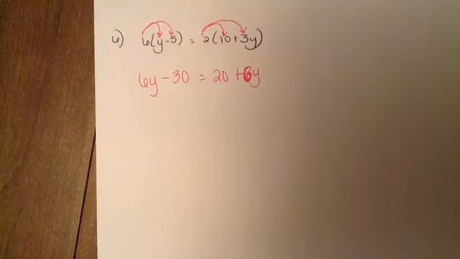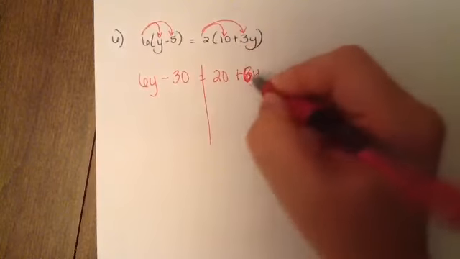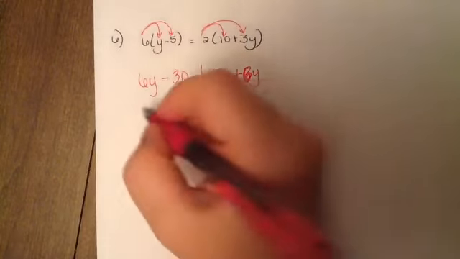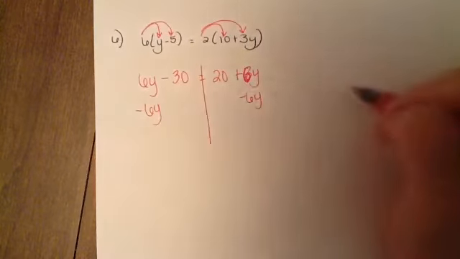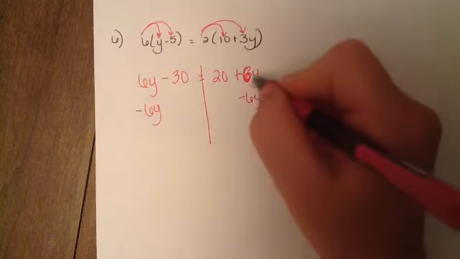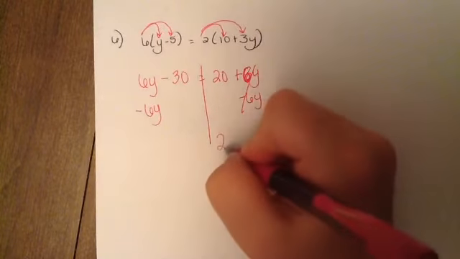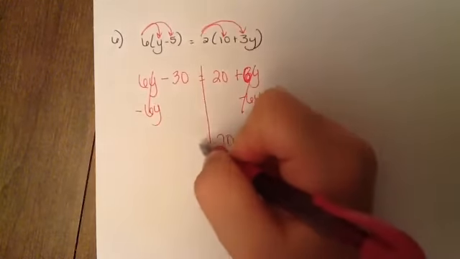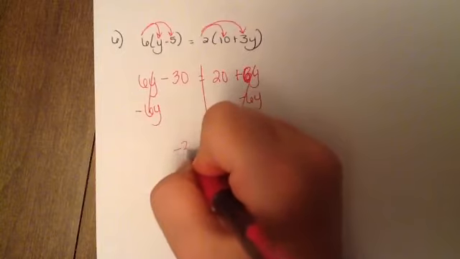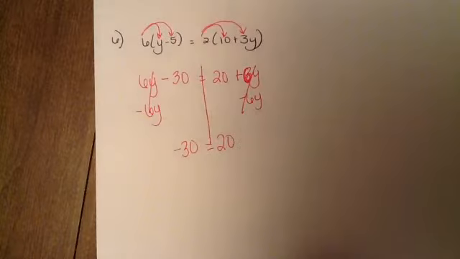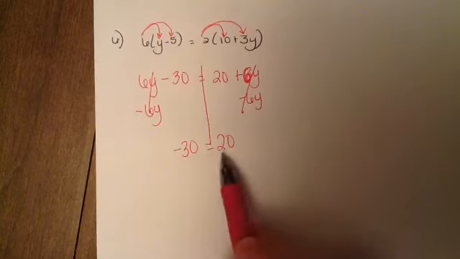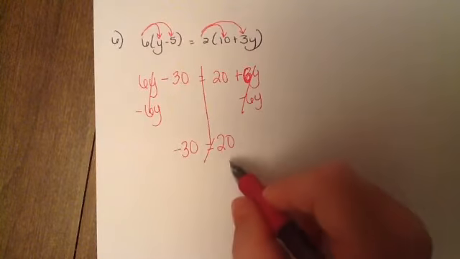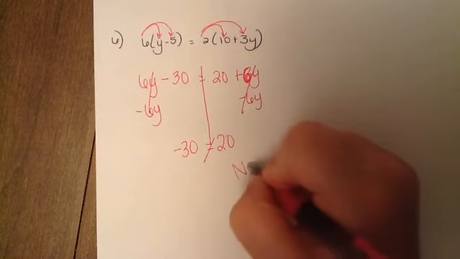Okay. When you go ahead and move the variable to both sides, how do you get rid of a 6y? Minus 6y. What I do on one side, must do to the other. Those cancel, leaving 20. What happens over here? Those cancel as well, leaving negative 30. This time, these two are not equal. This is not a true statement. So if you get something that is not equal, two numbers not equal, no solution.